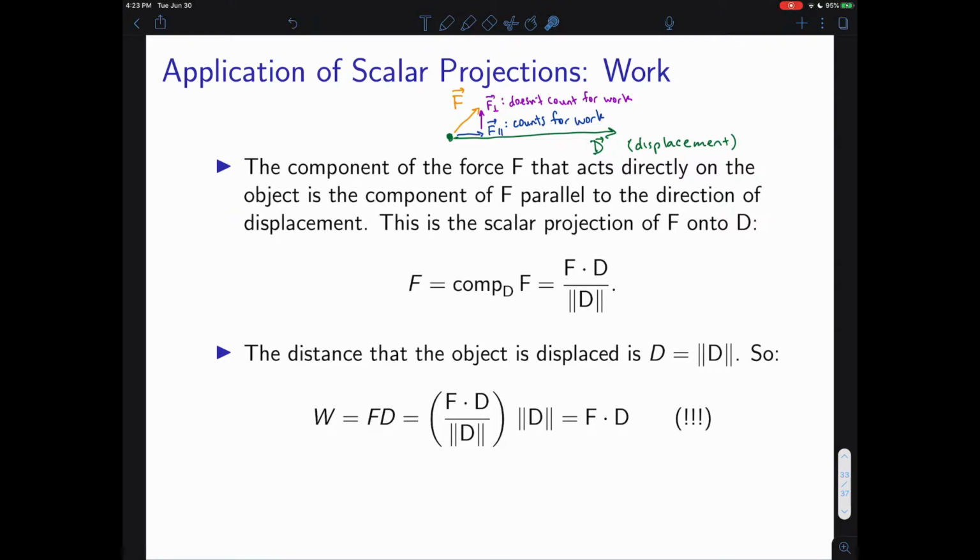If you ask a physicist, they'll give you a more detailed and accurate answer than that. But I think that's the basic idea for why F-perp doesn't count for work, and F parallel is the only part that does count for work.